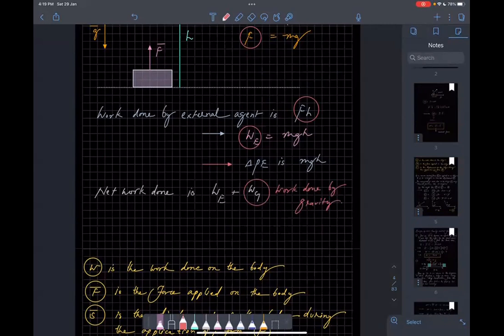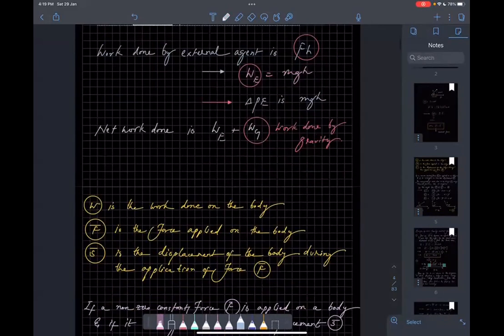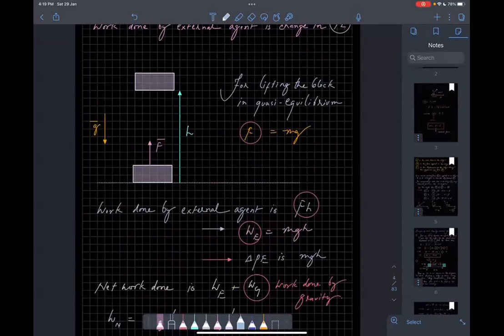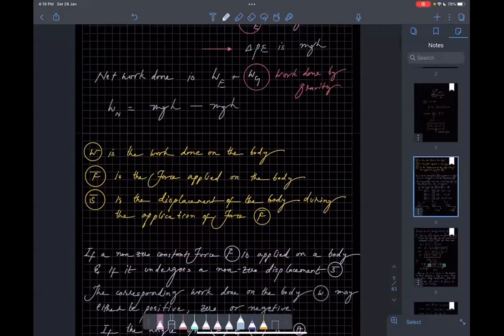So tell me, net work done, tell me. What is work done by gravity? It is minus mgh. You know why? mg, the weight, is acting downward and the displacement is upward. So the change in kinetic energy is 0, since net work done is 0 in this problem. Clear?